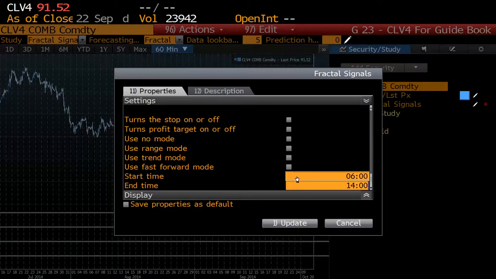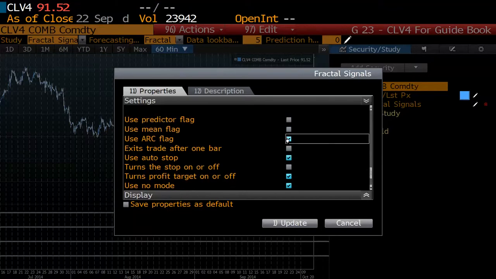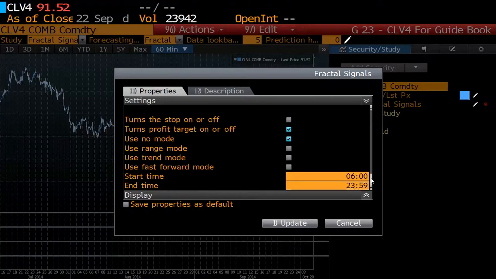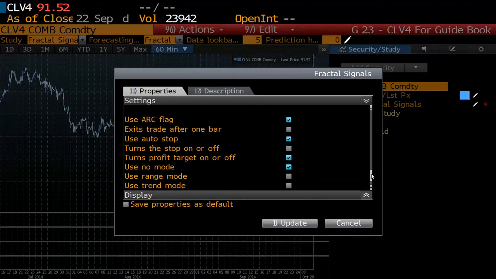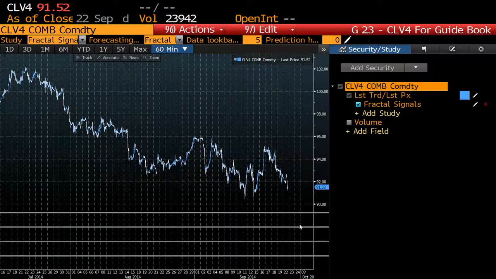So before we conclude with this video, let's just go ahead and put something up real quick. This is obviously nothing that's been tested, just so you can see how everything works. So I'll go ahead and enter, let's say, no mode, and we'll use the auto stop, and let's use a profit target, and we're not going to use the arc flag. Let's just go with that for right now. We'll keep this simple. Turn that off, and then click update, and we should see a variety of signals on the chart here any second once this is finished calculating.